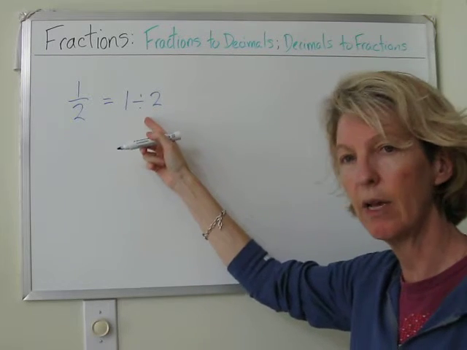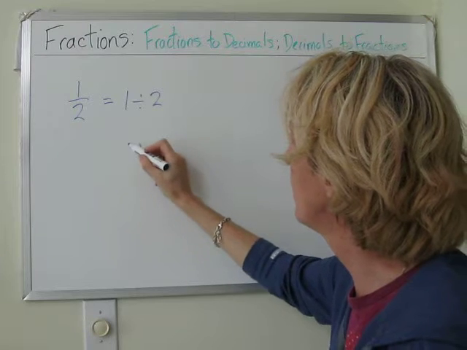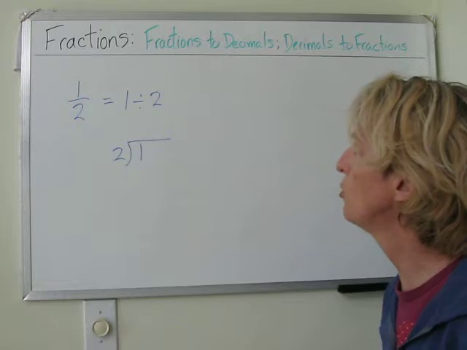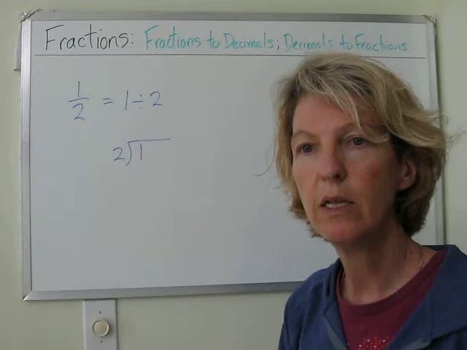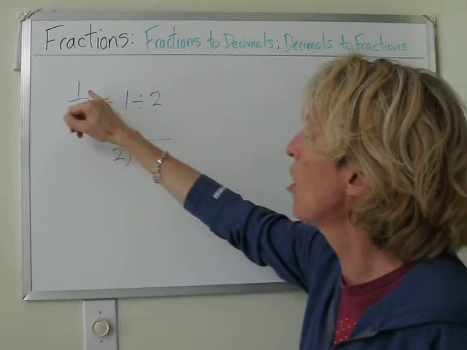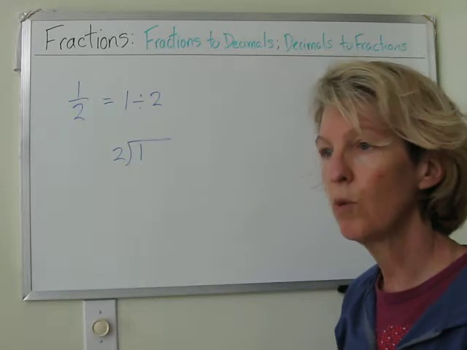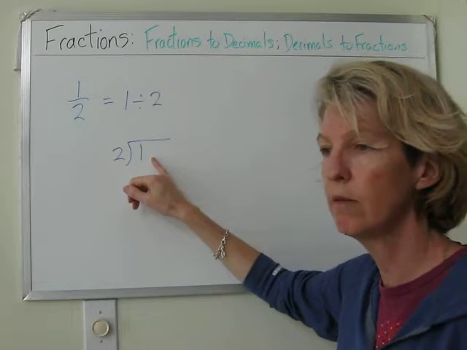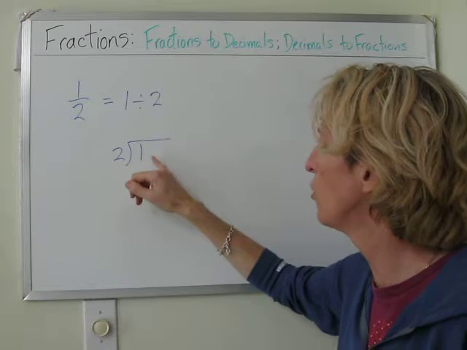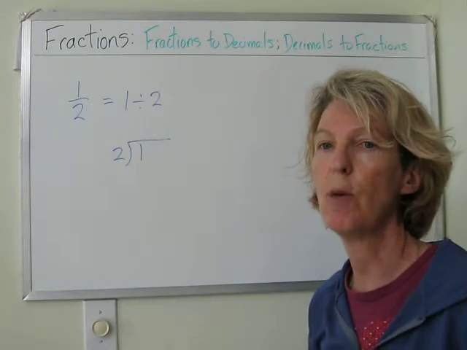Now, how about we calculate this? Okay. 1 divided by 2. So we have our 1, and then we have our division symbol there, and we're going to divide it by 2. Math Mom, isn't it 2 divided by 1? Good question, honey. It's always the numerator divided by the denominator. What's the numerator? The numerator goes inside our long division sign. So the numerator divided by the denominator.